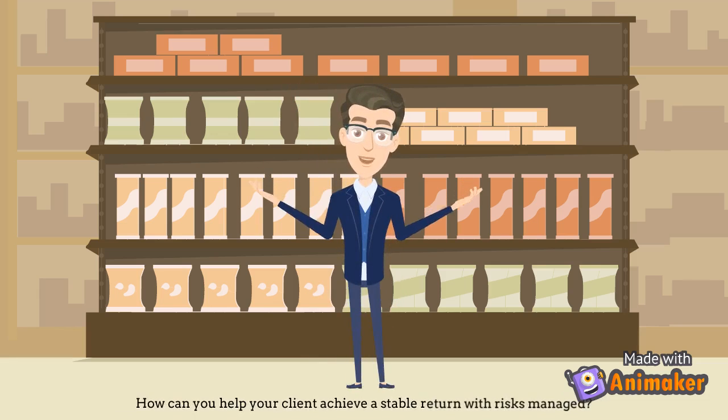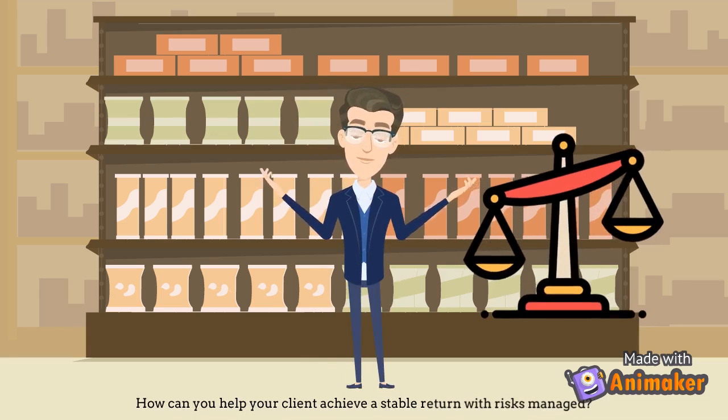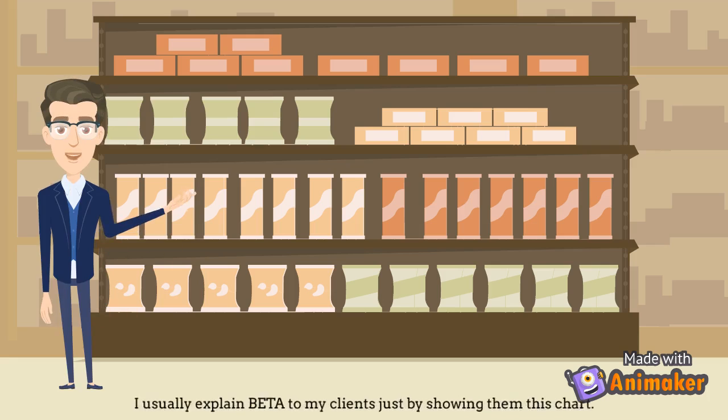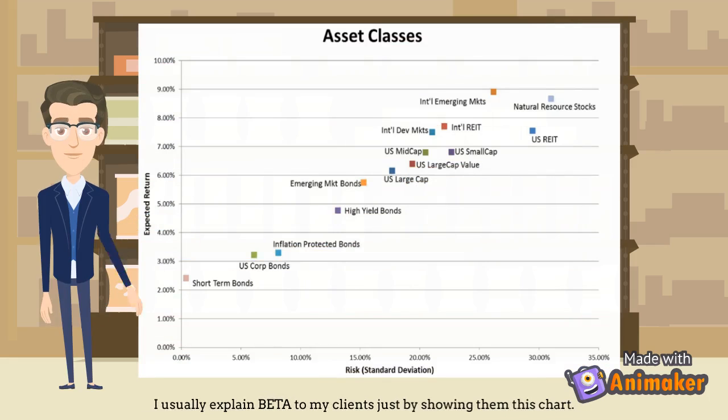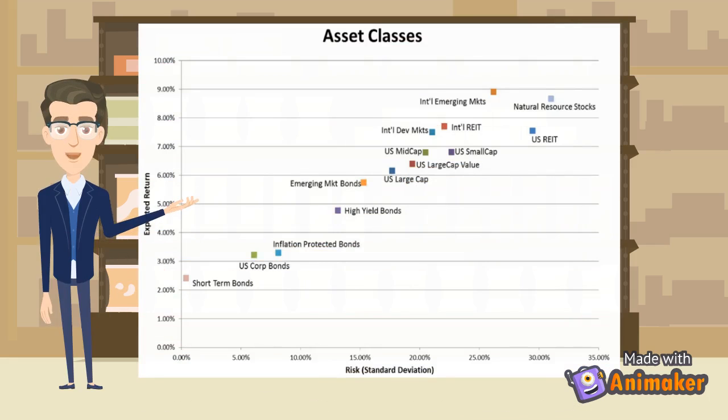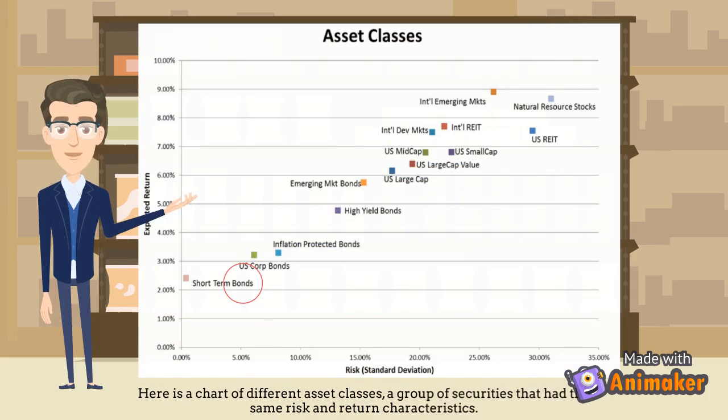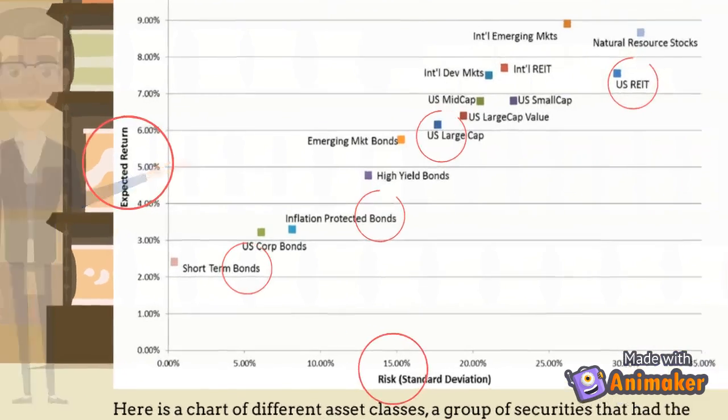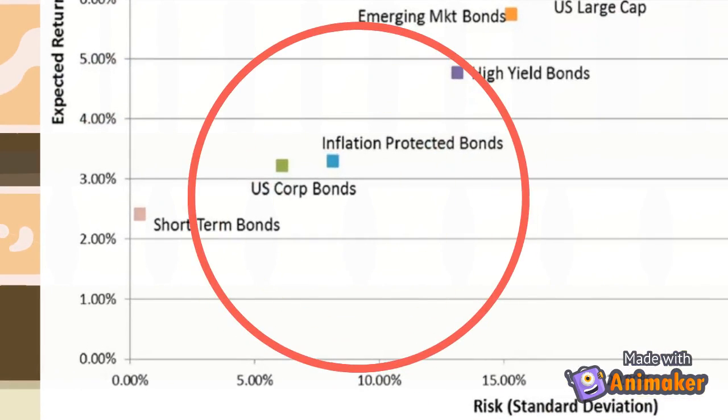How can you help your client achieve a stable return with risks managed? I usually explain beta to my clients just by showing them this chart. Here is a chart of different asset classes, a group of securities that have the same risk and return characteristics. Let's take a look at bonds.